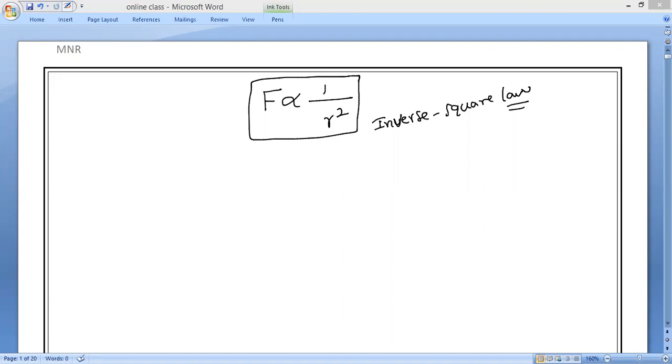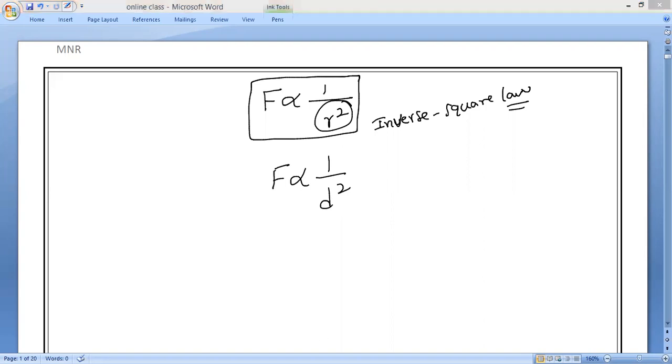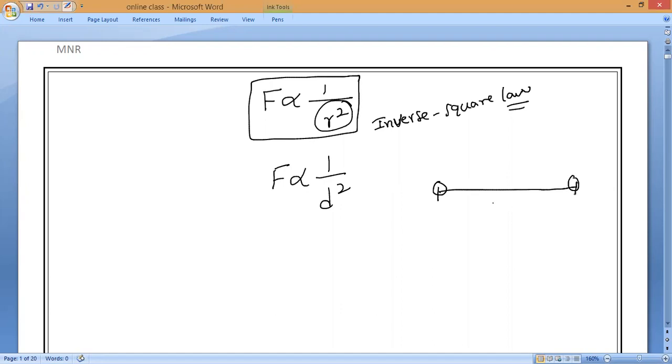D means they have taken D, but what have we taken? R. So force is inversely proportional to the square of the distance between them, either R or D, it doesn't matter. What does it mean? For example, if D or R gets bigger by a factor of 6, in the sense that the distance between the objects increases 6 times, then the force will decrease by how many times? The distance increases by 6 times.